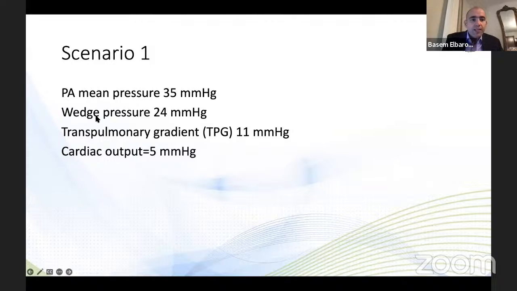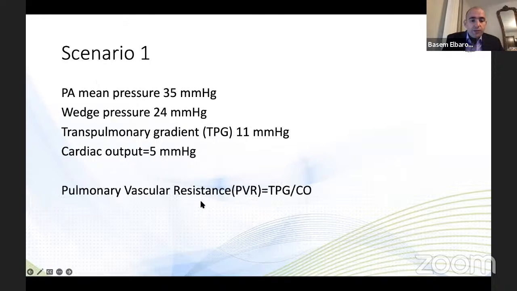All right. And let's say in the same scenario, you calculated the cardiac output. You can calculate the pulmonary vascular resistance. How much of that elevated pulmonary pressure is due to actual pulmonary resistance? Okay. And the pulmonary vascular resistance is the transpulmonary gradient divided by the cardiac output.